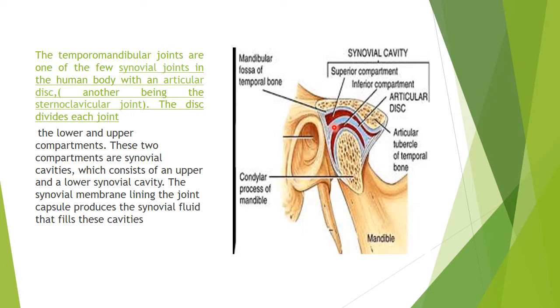These compartments are synovial cavities. As you notice, this is the upper and this is the lower; it consists of an upper and lower synovial cavity. The synovial membrane lining the joint will produce the synovial fluid, and the synovial fluid fills this cavity. The lower, the upper, and the articulating disc prevent bone-to-bone contact.